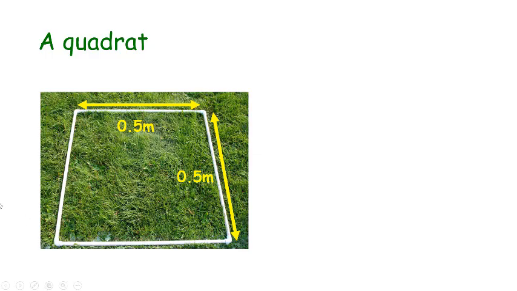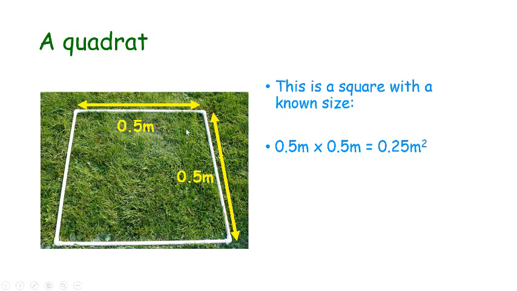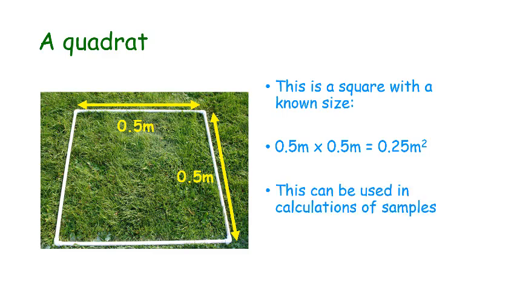Now, one really useful piece of apparatus which is used in sampling is called a quadrat. There's nothing particularly fancy about it. It's basically a metal square, but the thing about it is that it's a square with an area of known size. So each side measures 0.5 meters, so therefore the total area of it is 0.25 meters squared. And later on, you can use that in the calculations of samples or working out how many of a certain species there is in a particular area, which we'll do a few examples of pretty shortly.